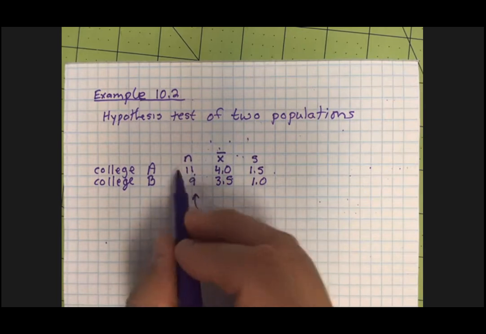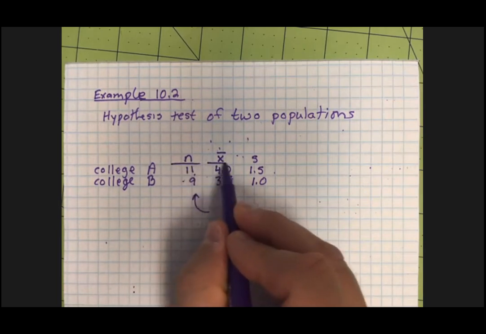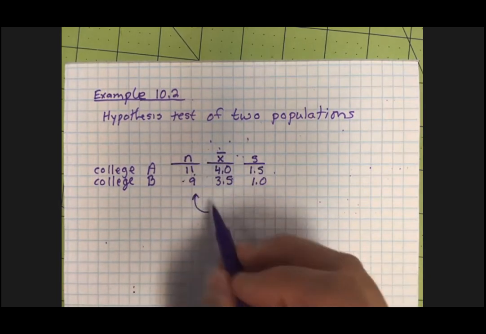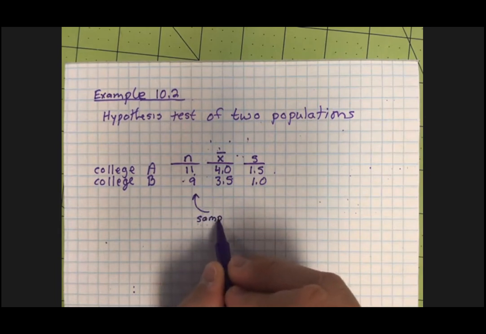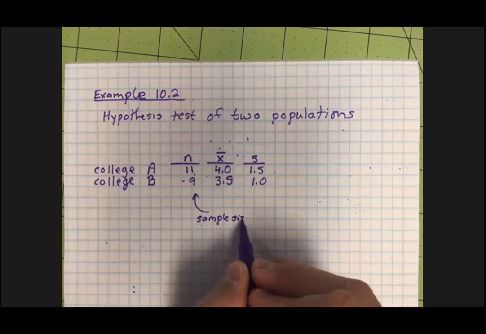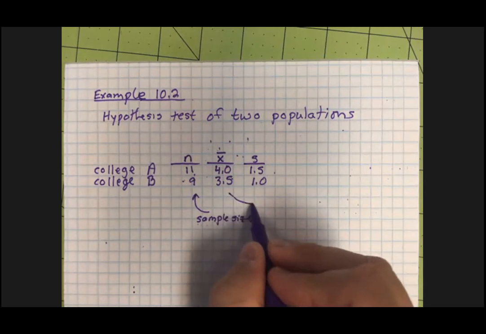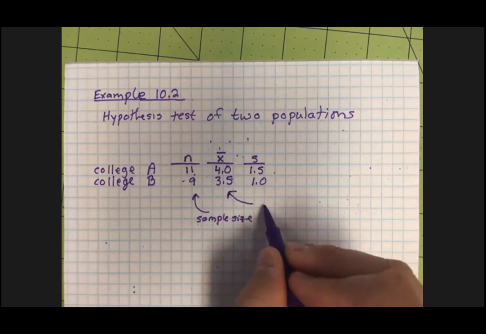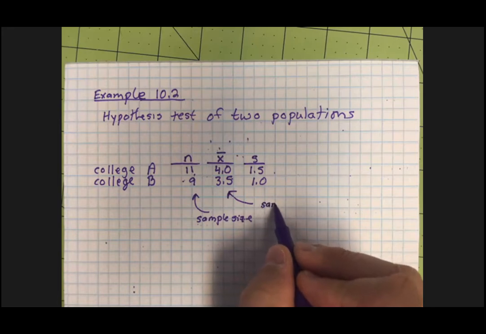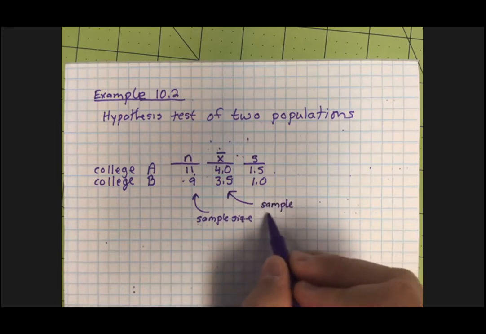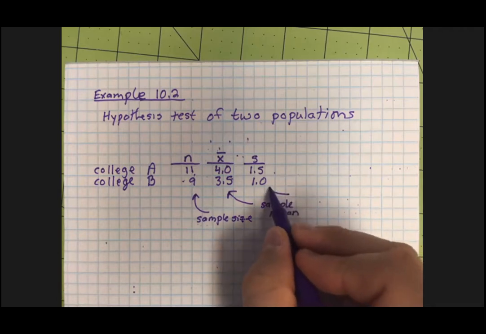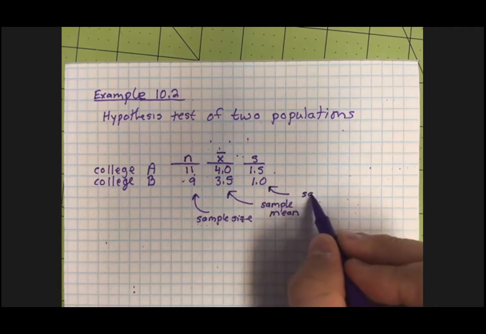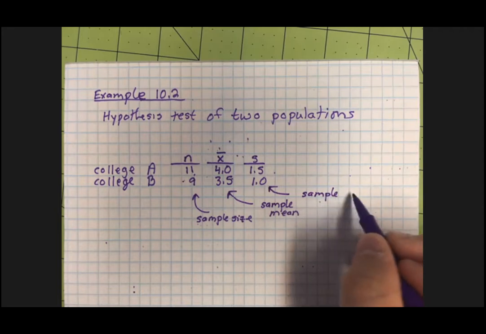So just to label each one of these columns, this first column is the sample size. Second column was the sample mean. And this third column was the sample standard deviation.